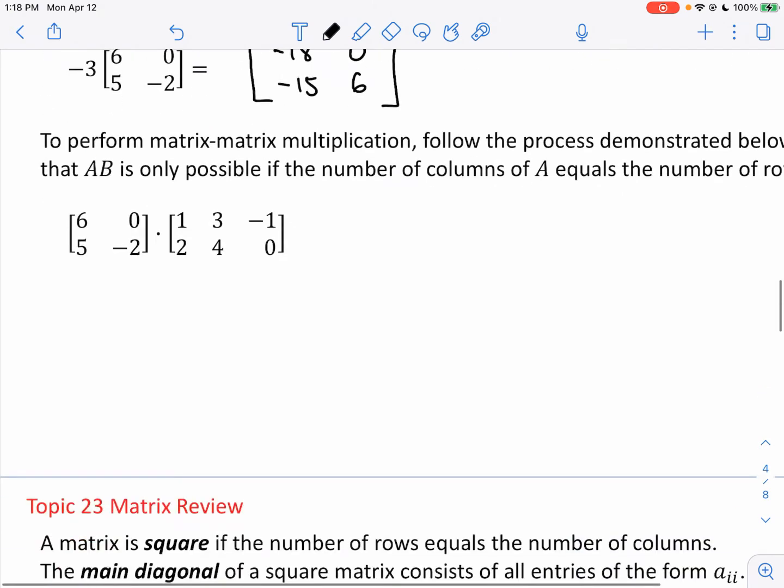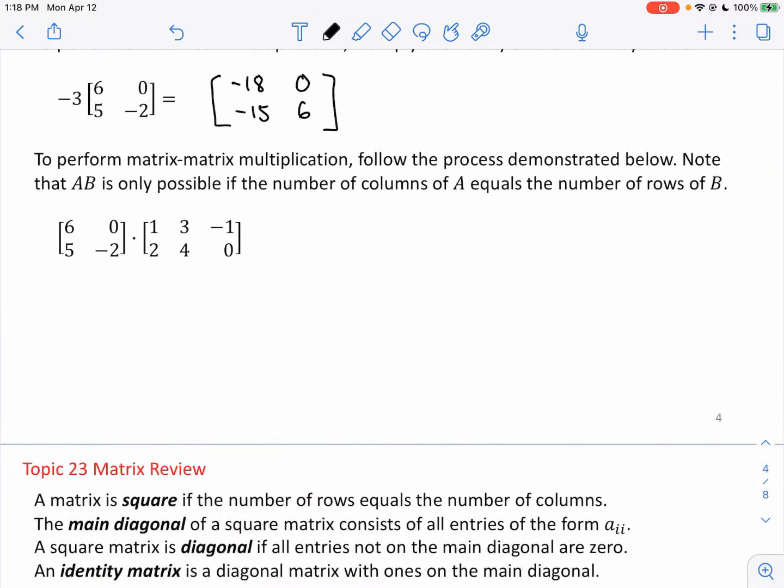Now, matrix-matrix multiplication is a little bit trickier, and you're not able to multiply any two matrices together. A certain condition has to be met.